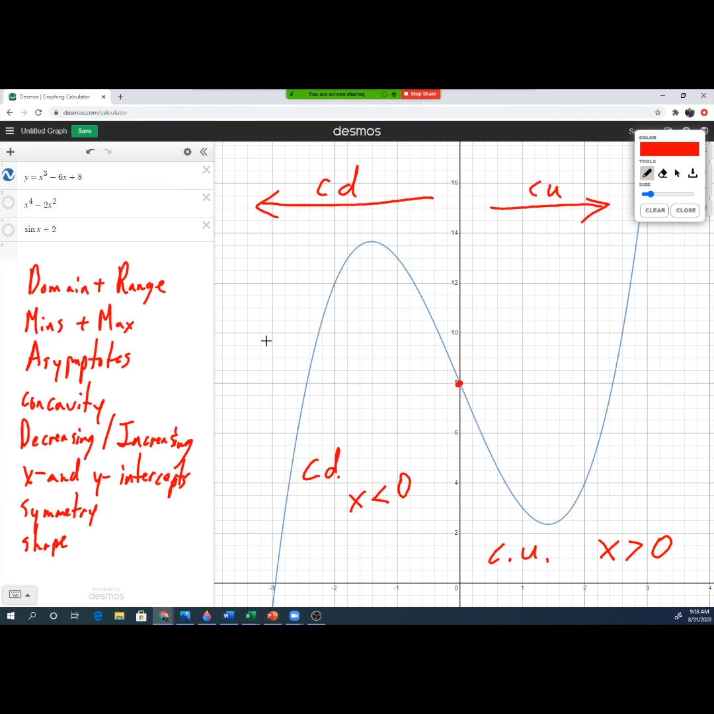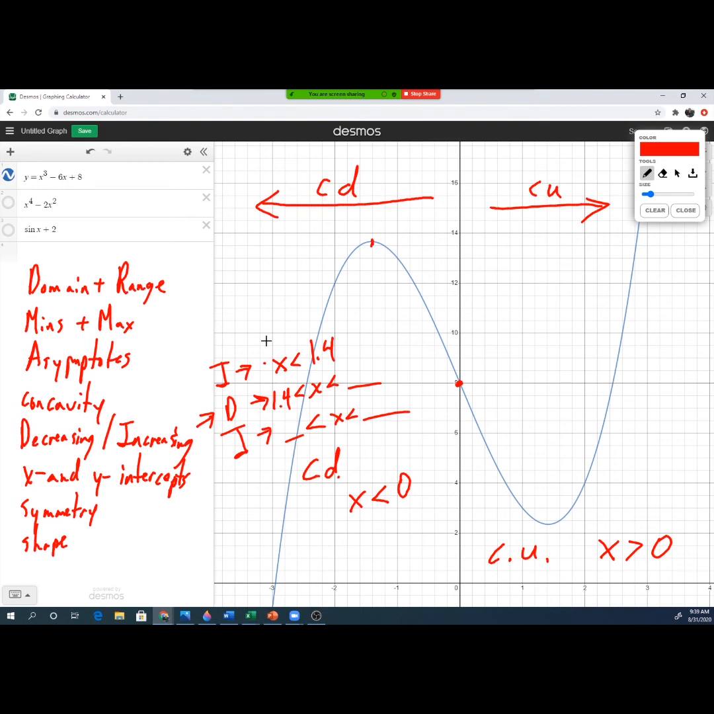All right, increasing, decreasing, again, similar. Say something like it's increasing for all the x's less than, and what was it? It was like 1.4. Then it decreases for the x's from 1.4 to, and I'm going to let you finish that off, and then it increases again, and tell me where it increases. X and Y intercepts, you know how to do that.